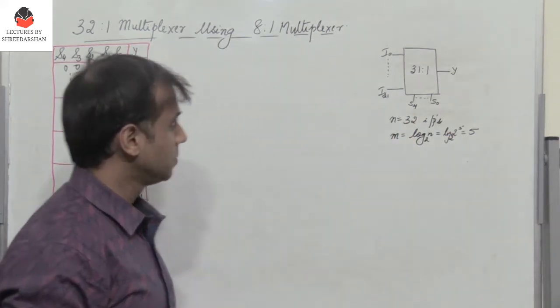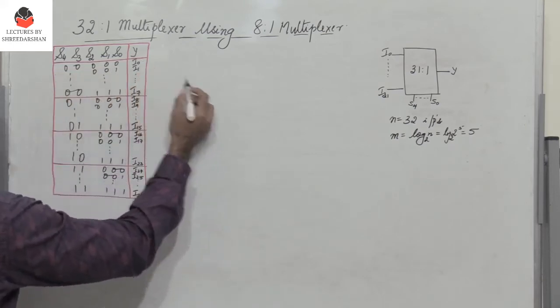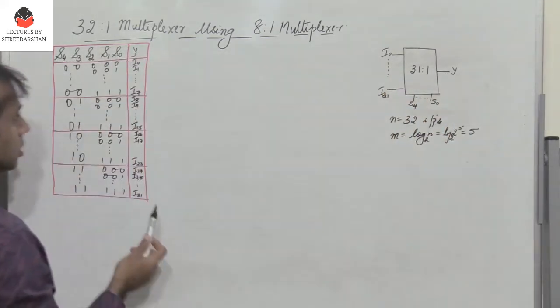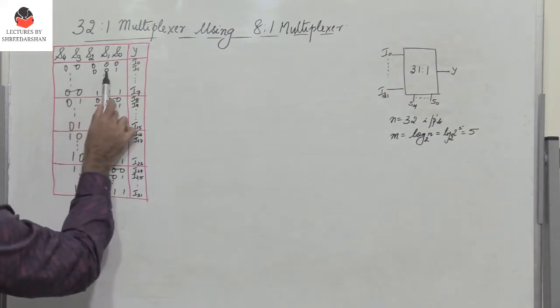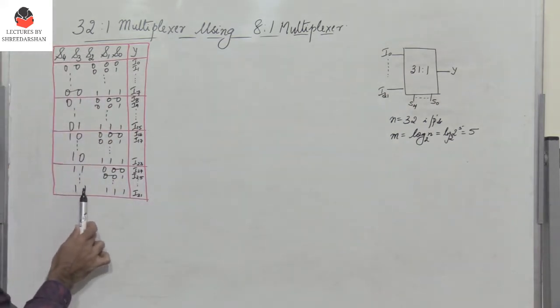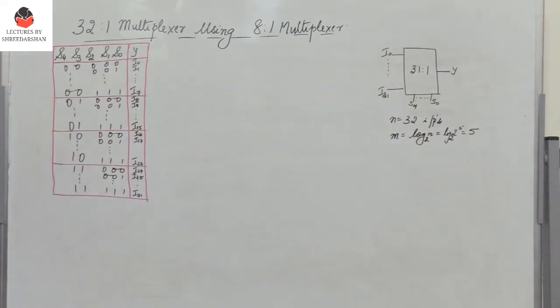Right? Now with this, here is the table which I have already written. There are 5 select lines S0 to S4, so the combinations vary from 0, 0, 0, 0, 0 to 1, 1, 1, 1, 1. If you have 5 zeros here, then I0 appears in the output. If I have 0, 0, 0, 0, 1, then I1 appears in the output, and so on. And if I have 1, 1, 1, 1, 1, then I31 appears in the output.